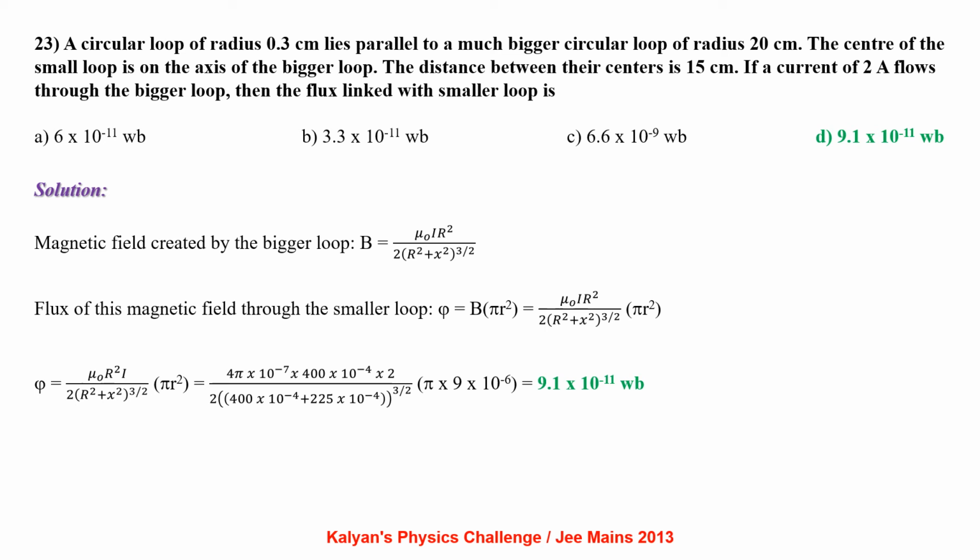Magnetic field created by the bigger loop B equals mu naught I R square by 2 times (R square plus x square) whole power 3 by 2. Flux of this magnetic field through the smaller loop phi equals B into area, that is B into pi r square. So it is mu naught I R square by 2 times (R square plus x square) whole power 3 by 2 into pi r square. Putting the numerical values, we have phi equals 9.1 into 10 power minus 11 Weber.